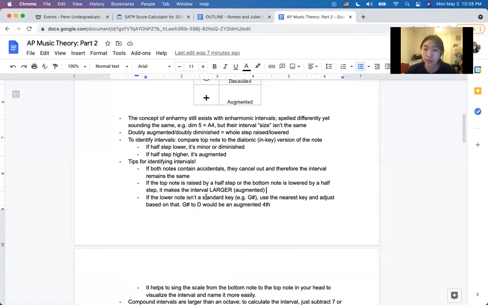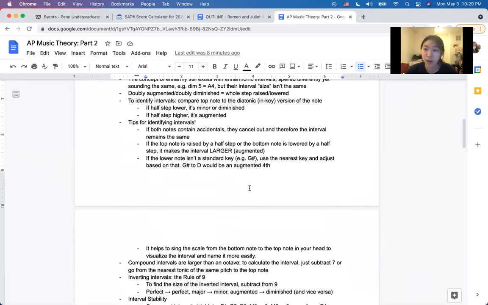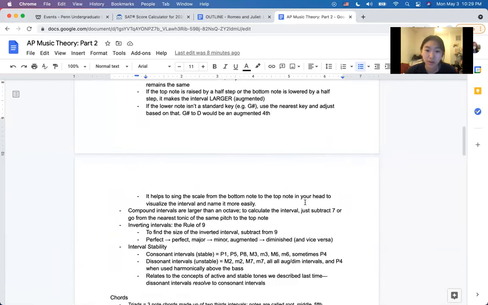That brings us to our next point. If the lower note isn't the name of a standard key, like for instance G sharp, you don't really have a G sharp major because that would be too many accidentals. You should really just use the nearest key. Here, that would be A major, and then you would adjust the interval based on that. So G sharp to D, you would calculate by using A to D, which would be a perfect fourth. But since you're lowering the A to a G sharp by half a step, remember, even though you're lowering it, that's not going to be diminished, that's going to be augmented. That's something you can definitely use to determine your interval.